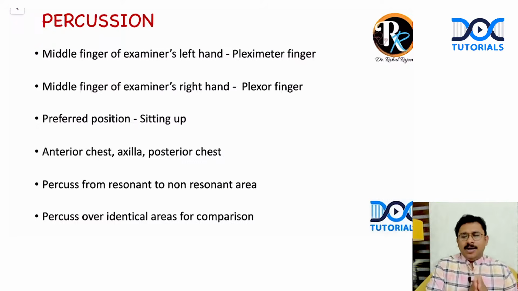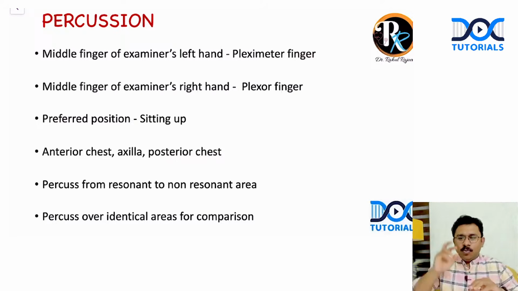But the ideal preferred position is the sitting up position, and you will have to percuss the anterior chest, axilla and posterior chest. And when you percuss, you make sure that the percussion movement is actually coming from the wrist. There should be a free flowing movement from the wrist and not the elbow. That is what you will have to practice in percussion, and the examiner will be looking at where that movement is coming from.